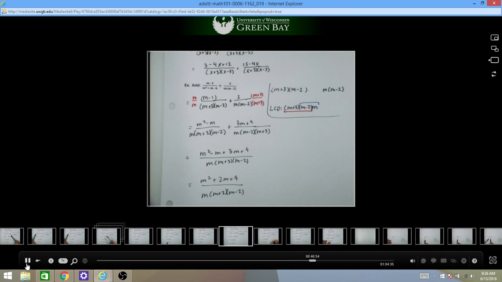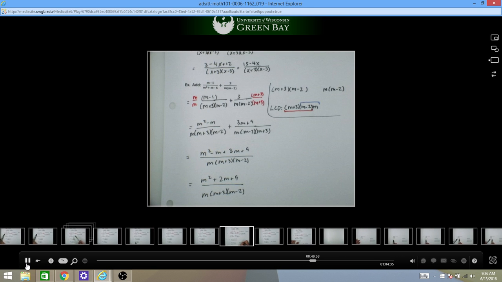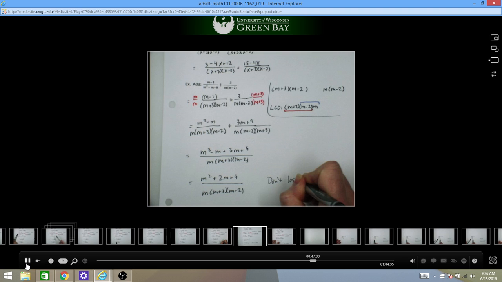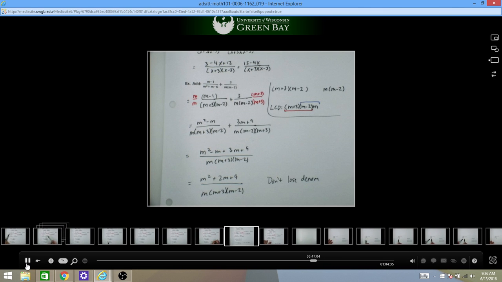Don't lose your denominator. For some reason, some students lose their denominators. Because, again, we have to have what we started with equal to what we ended with, just written differently. Anybody have any questions?